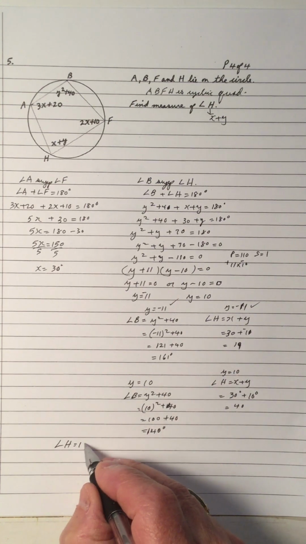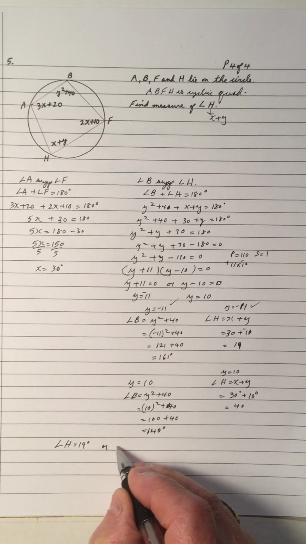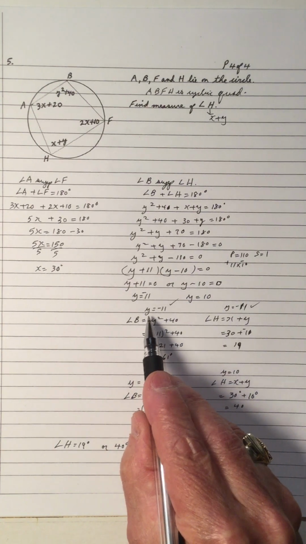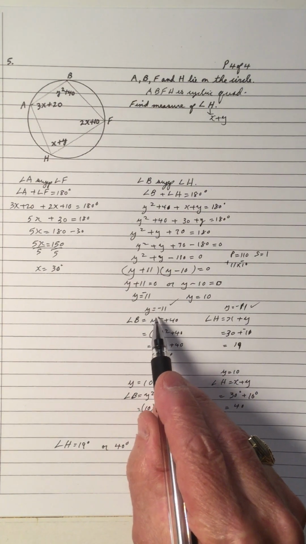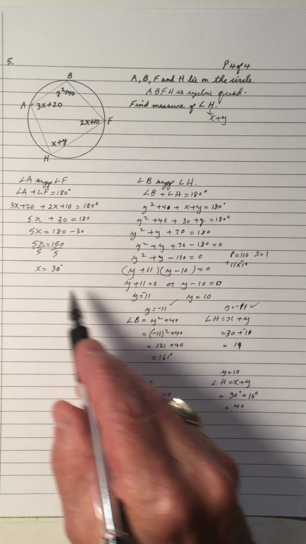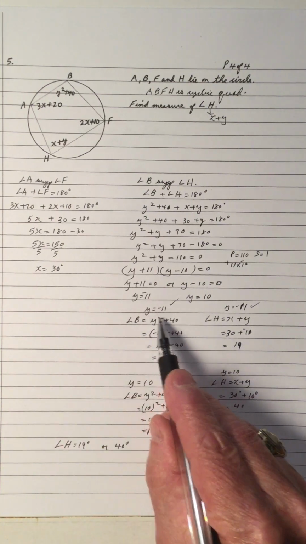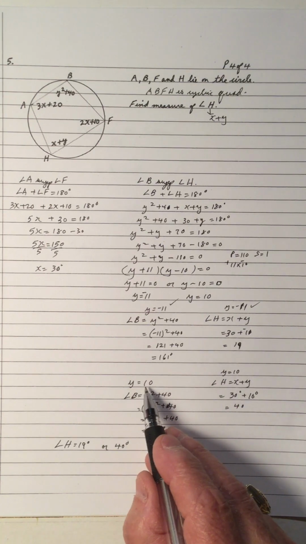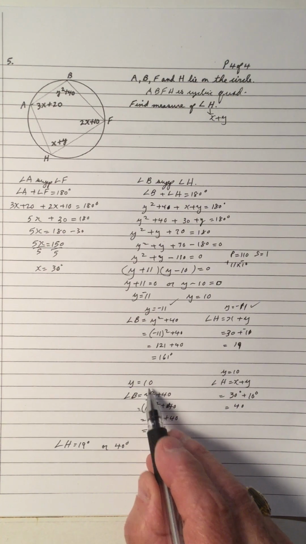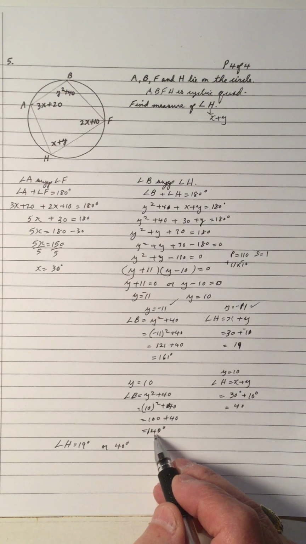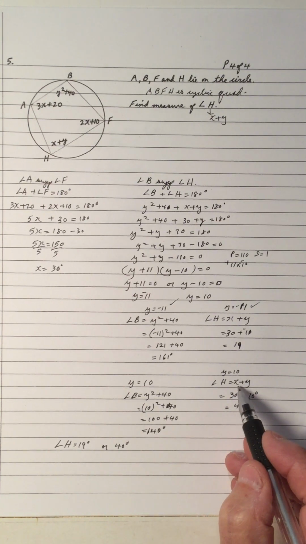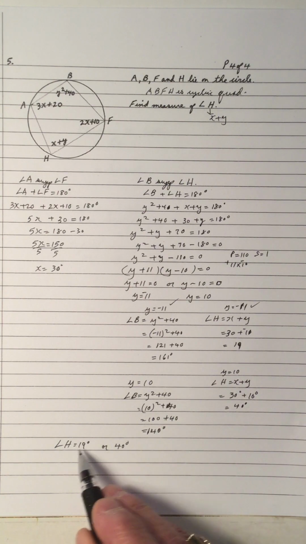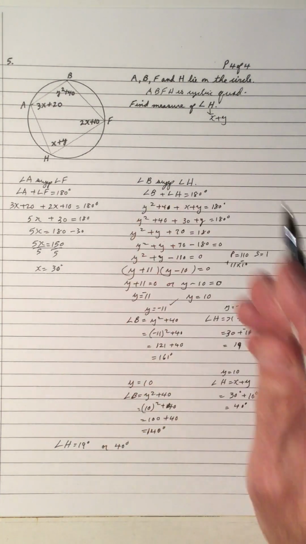So the values of angle H could be 19, or it could be 40. Even though y is negative 11, negative 11 works with both of these angles when x is 30 to come up with 180, supplementary. And y is 10: 10 works to make angle B 140, and x and y added together gives me 40, which is supplementary. So there are two values for angle H in this question.